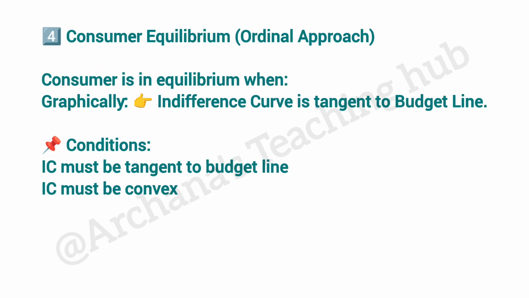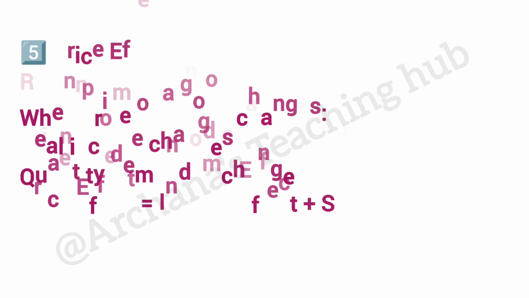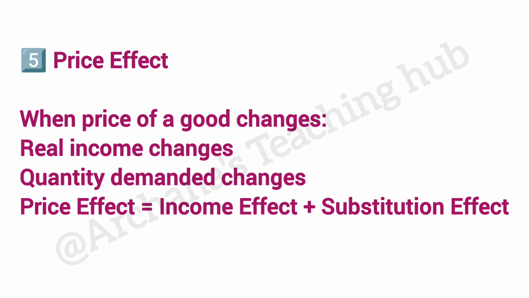Fourth, consumer equilibrium, ordinal approach. Consumer is in equilibrium when, graphically, the indifference curve is tangent to the budget line. Conditions: first, IC must be tangent to budget line. Second, IC must be convex. Fifth, price effect. When price of a good changes, real income changes. Quantity demanded changes. Price effect is equal to income effect plus substitution effect.